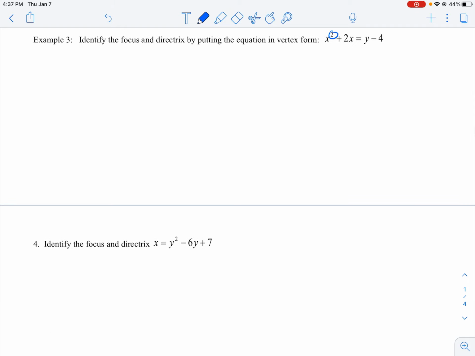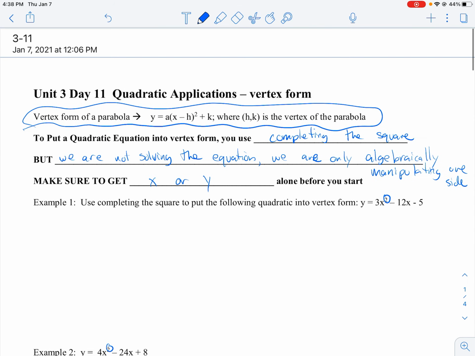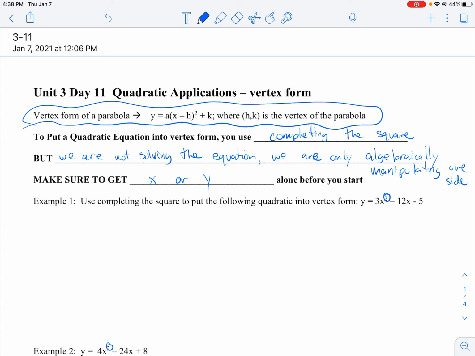If you look at number 4, though, the y has the square on it. So as you can see, we got x set equal to itself. All right, so it all depends on which variable doesn't have that extra exponent sitting in the corner there. It doesn't have that x squared or y squared. Okay. So anyway, use completing the square to put the following quadratic in vertex form.